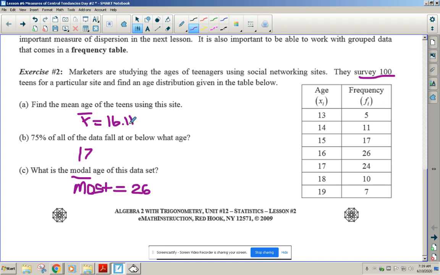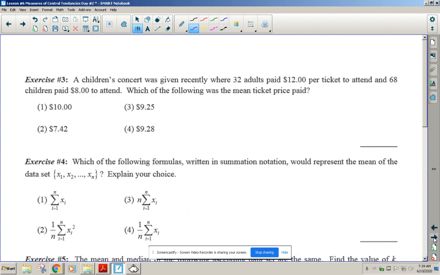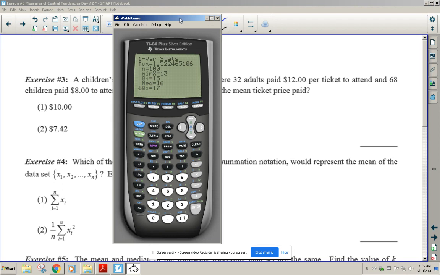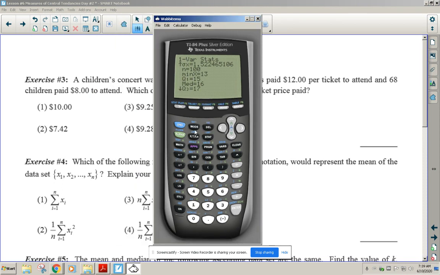So if you move on to the statistics class next year, you're going to need to know how to use the calculator. So hopefully you're doing these lessons. So number 3, a child's concert was given where 32 adults paid $12 and 68 children paid $8. Which was the mean? Now, believe it or not, you can use a calculator for this, and it would really make things a little bit easier.